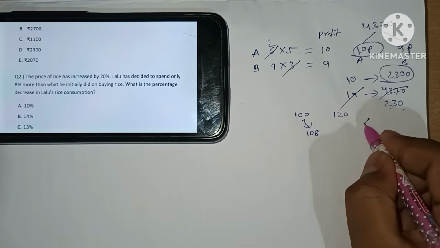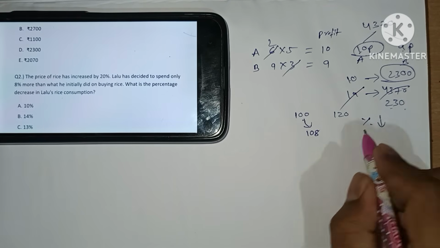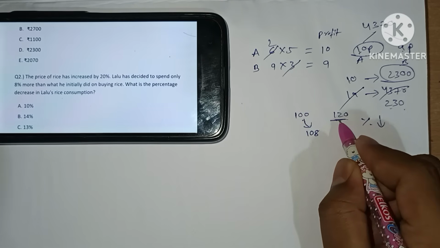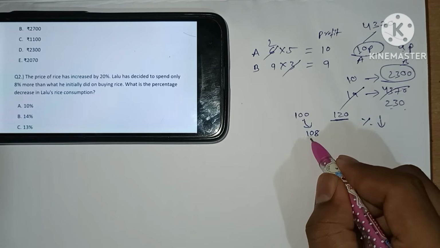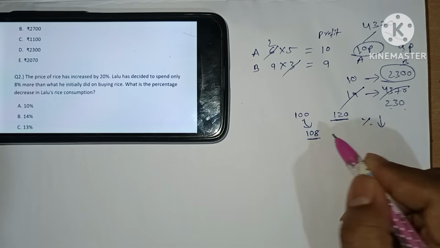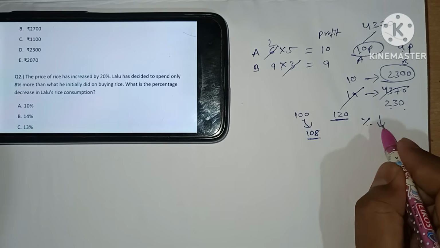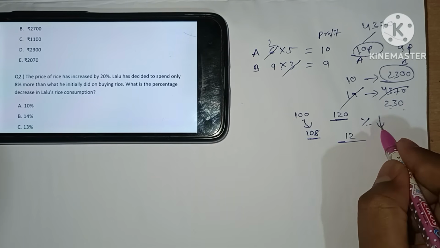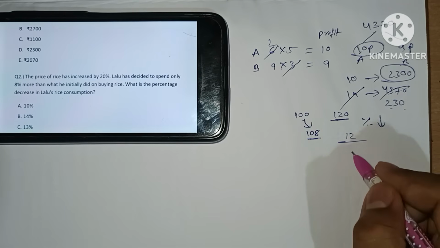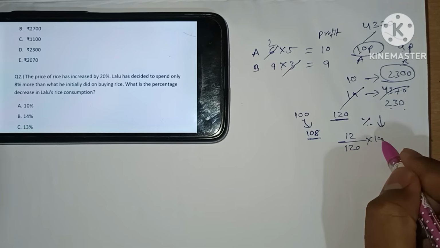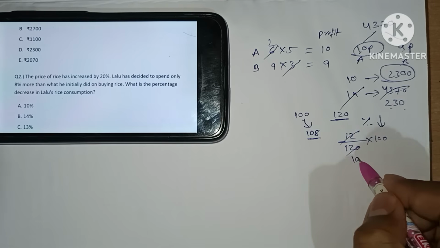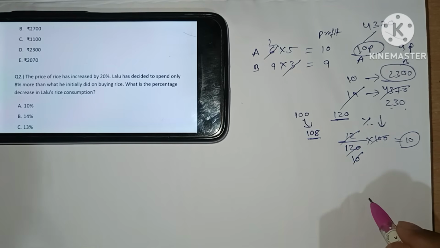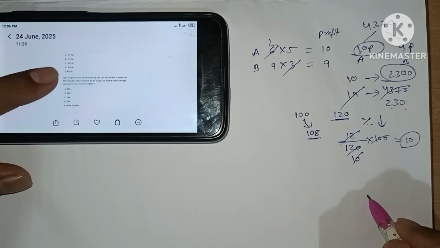So we are asked about a percentage decrease. Here the price increased to 120 and he is only taking 108. Percentage decrease means the difference between these two, which we get as 12. For a decrease, we take the bigger value, which is 120, as the base: 12 by 120 into 100, which is 10%. This is our answer.